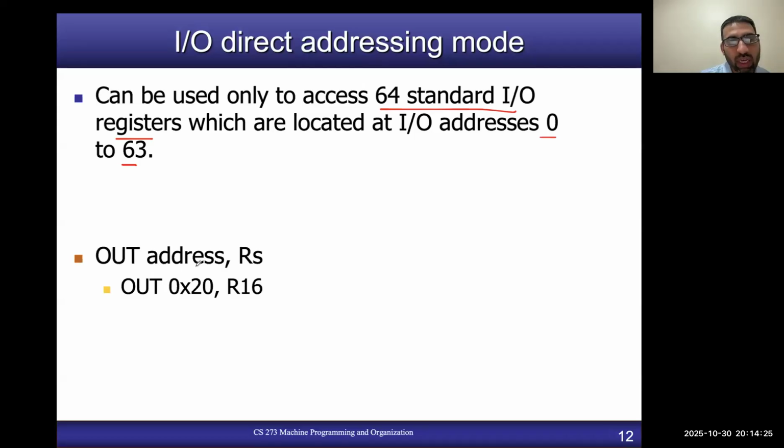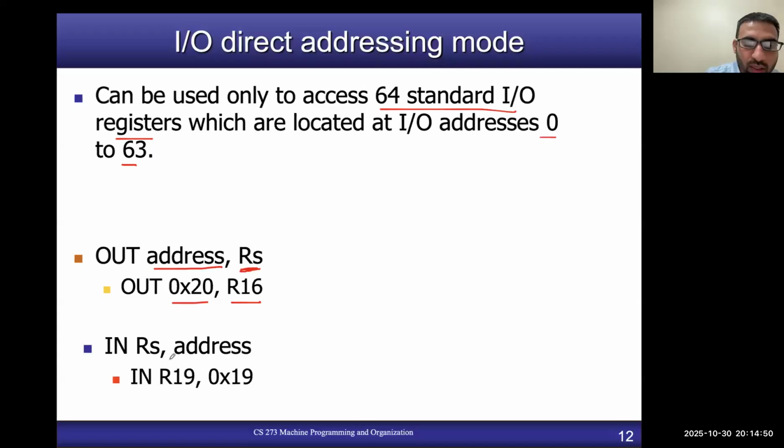If you say out address comma rs, you are basically saying put the value of register rs into the IO register whose address is given. So for example, here you are saying read the value from R16 and put it in the IO register whose IO address is 0x20. And similarly, here you are saying read the value from the IO register whose address is 0x19 and put it in the R19 register.